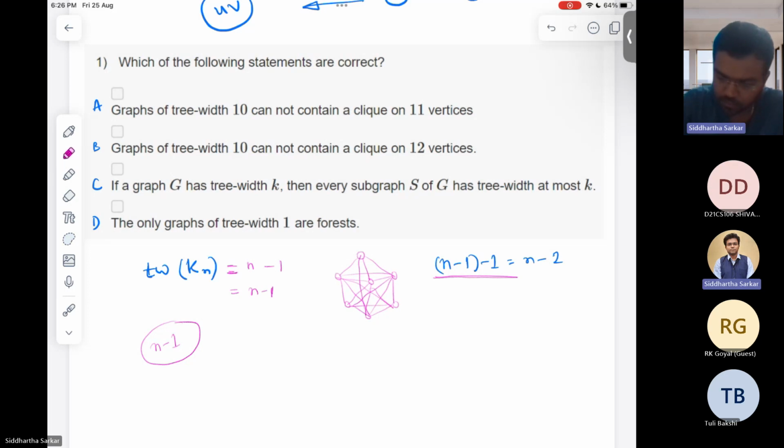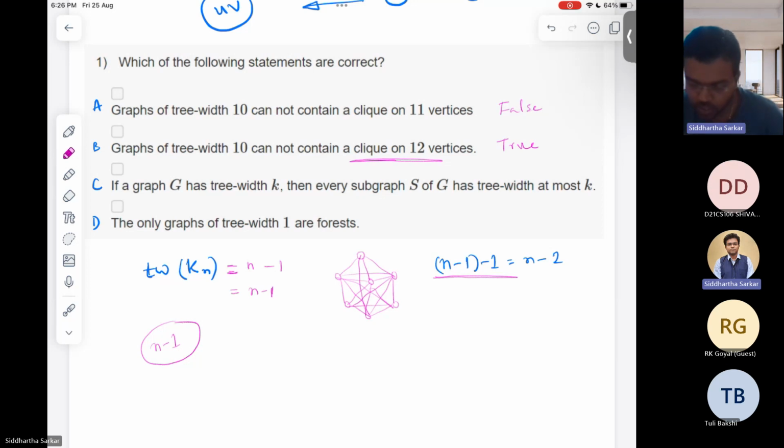So the first one is incorrect, that tree width 10 will not allow having a clique of size 11. That is incorrect. So even if the clique size is 11, the tree width can be one less, 10. Yes. But if there is a clique of size 12, then immediately the tree width will be 11 and not 10. So yes, this is true. That tree width is 10 means the maximum clique size allowed is only 10 plus 1. Okay, I think your argument is correct.